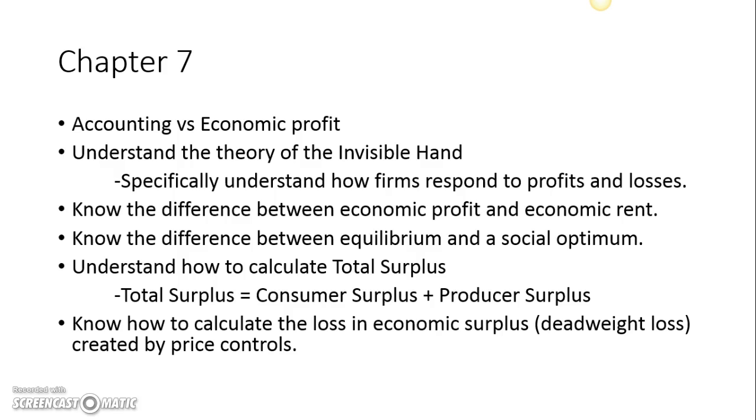Know the difference between economic profit and economic rent, the difference between equilibrium and social optimum, and how to calculate total surplus. And remember, total surplus is just consumer surplus plus producer surplus. And also understand how to calculate deadweight loss, or the change in economic surplus, if we enact a price control in a market that previously was unregulated.